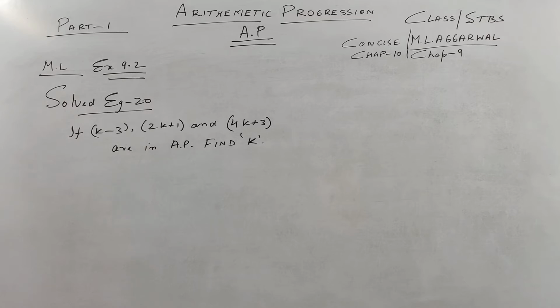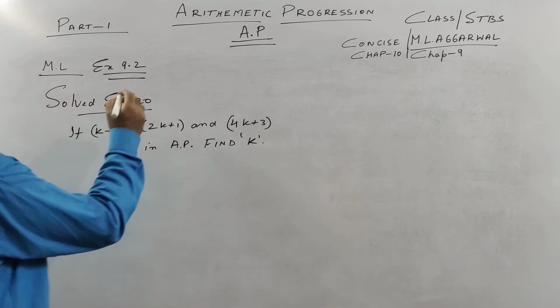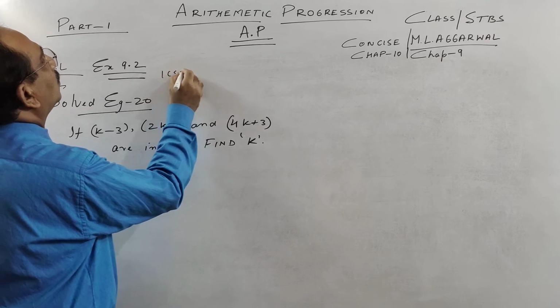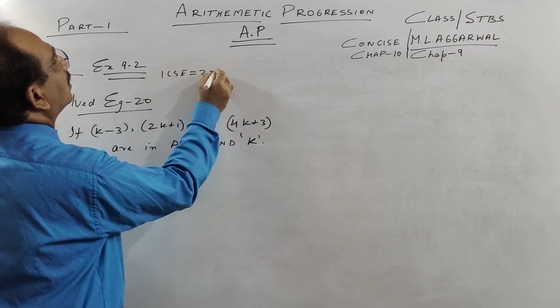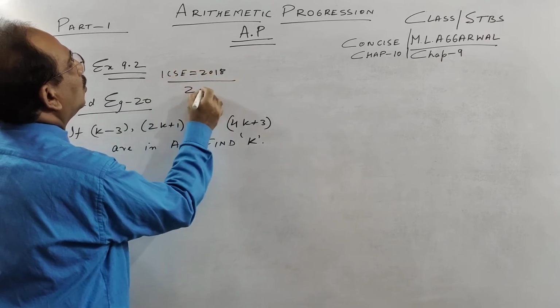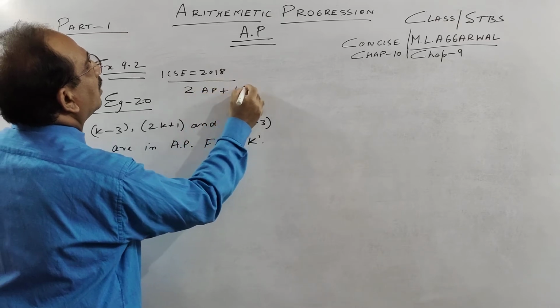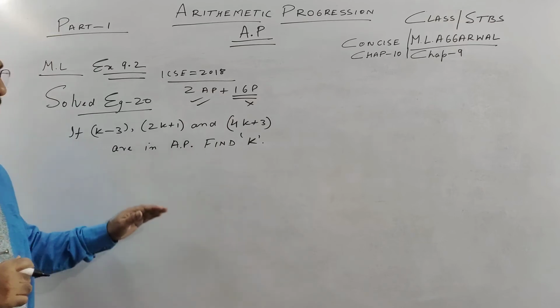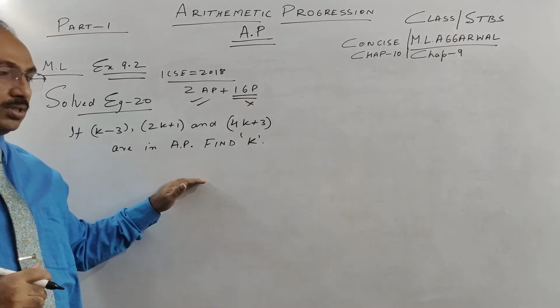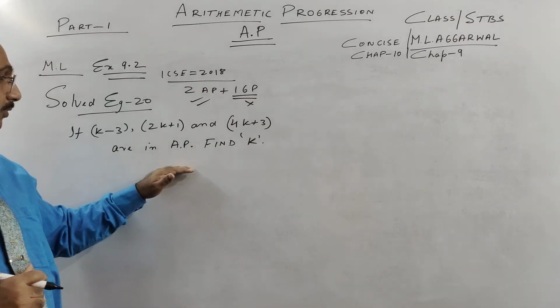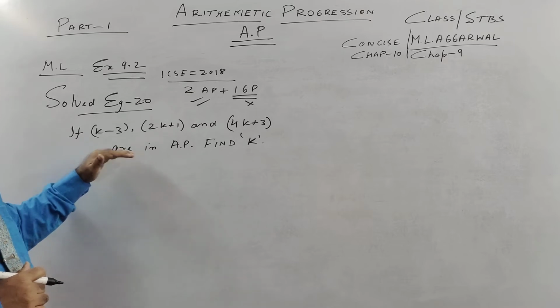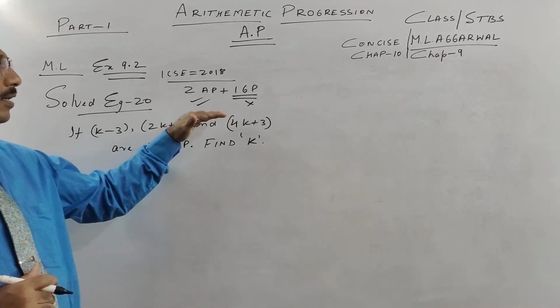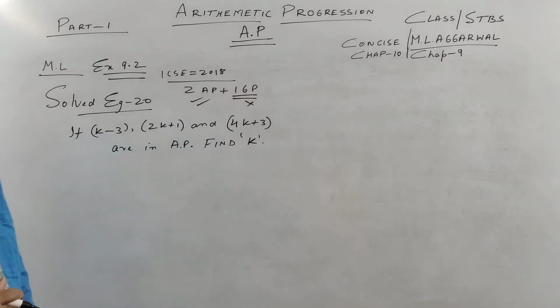So let us see this sum which came in ICSE 2018. If you see, children, in 2018, 2 questions came on AP and 1 came on GP. GP I'm not going to do. One AP I'm doing now because it is related to the nth term formula or simple logic of AP, and one more we will see later on.